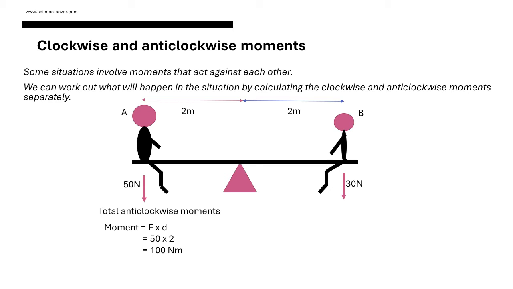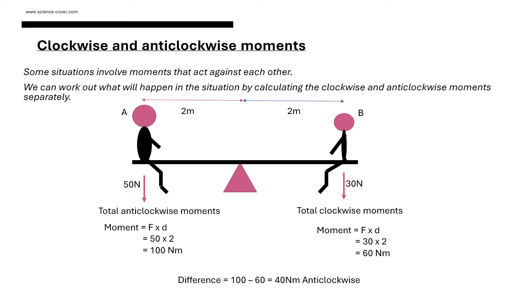And the child on the opposite side is applying a clockwise moment. So here we have a force of 30 newtons, and we're multiplying it by a distance of 2. So the total moment in the clockwise direction is 60 Newton meters. Now to work out the overall moment, all we need to do is to take one from the other. So if we take 100 Newton meters and take away 60 Newton meters, we're left with 40 Newton meters in the anti-clockwise direction.